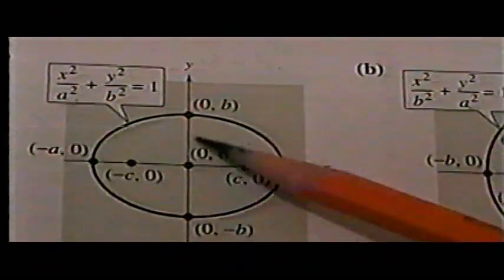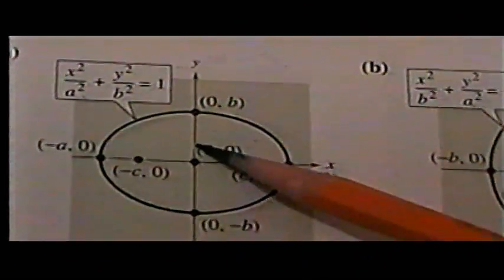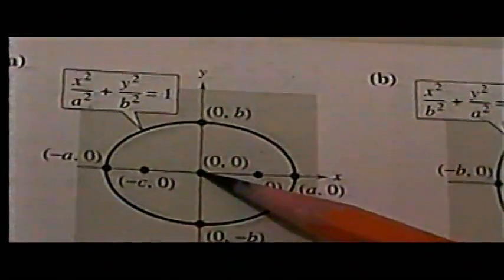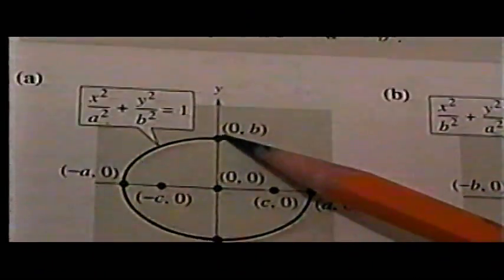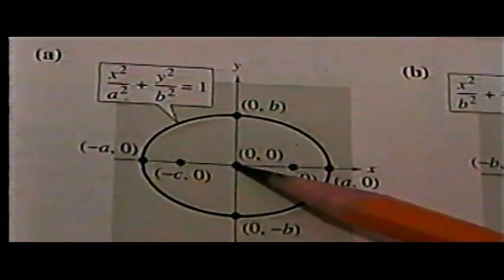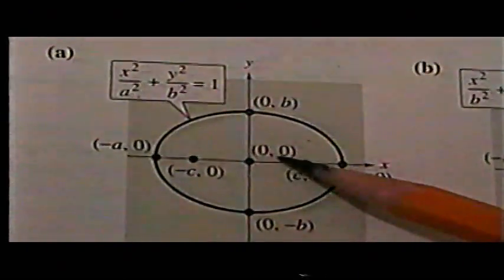For this vertex, this radius here, this minor radius is b. The distance from the center to a point on the ellipse along the minor axis is the minor radius. So essentially, an ellipse is a circle with two different radii.